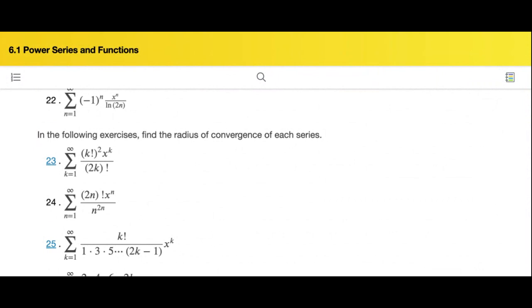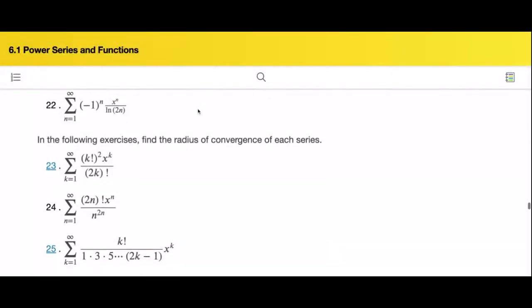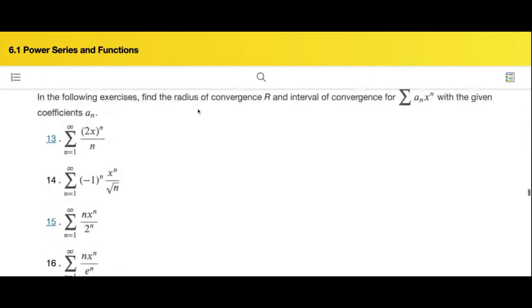Okay, we want to find the radius of convergence of each series. All right, so let me write this down. Then we go to whiteboard. So k goes from 1 to infinity, of k factorial squared x raised to k over 2k factorial. All right, fine. Actually, you know what? Because this is the second day of power series, let's just go back to review.